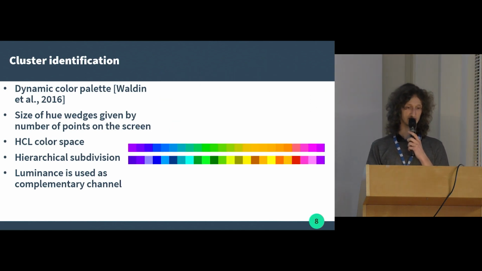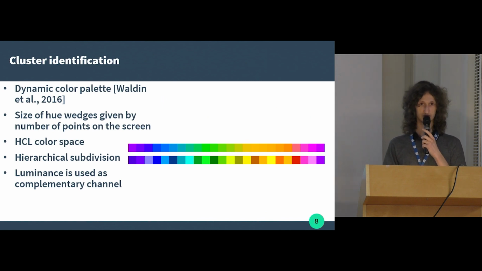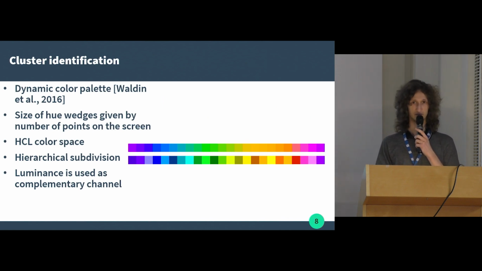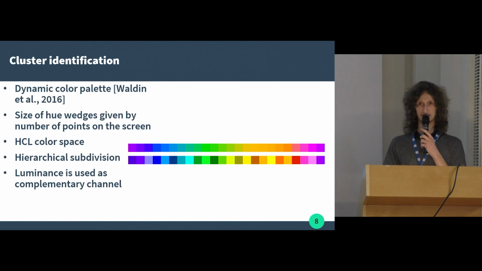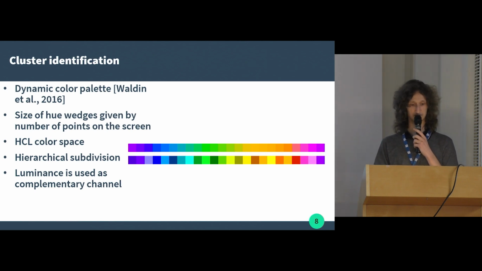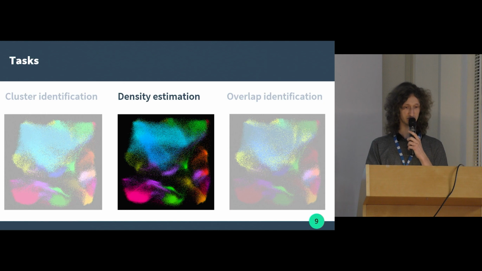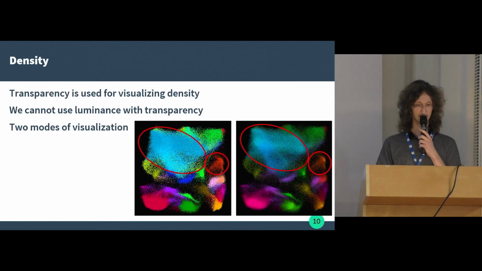But hue alone was not enough to distinguish the colors, so we have additionally used the luminance channel. Luminance is assigned in 5 fixed levels to top-level clusters. The subclusters then inherit the luminance level of their parent. So now we have density estimation.